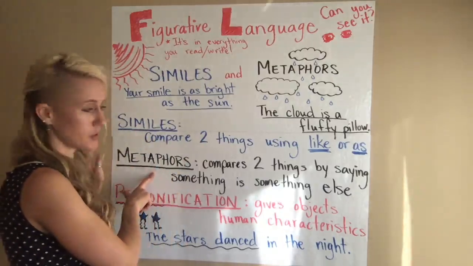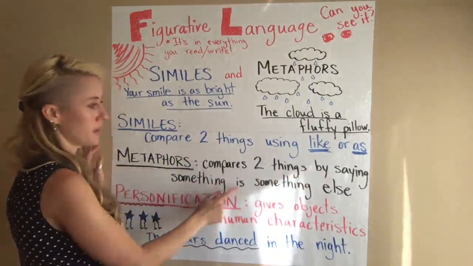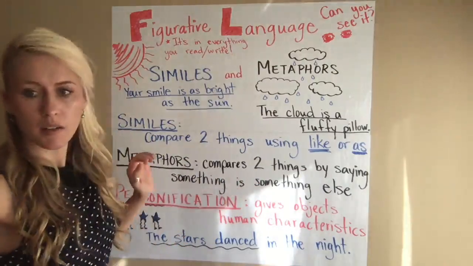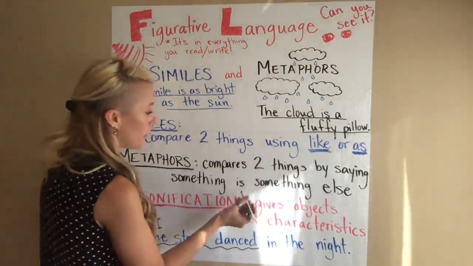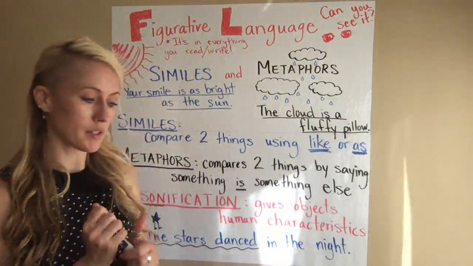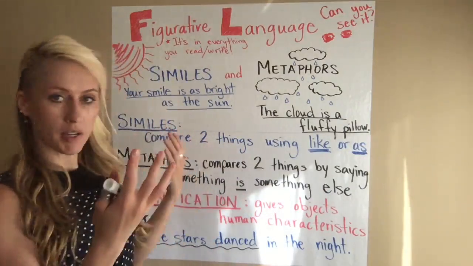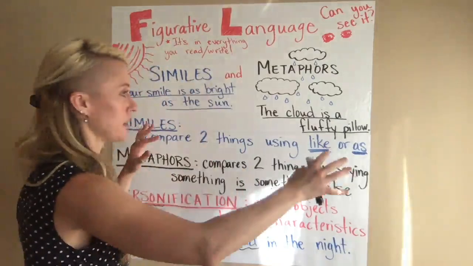Metaphor compares two things by saying something is, let's underline that, okay? Something is something else. Oftentimes, this is what I like to remember, okay? When I see a sentence and I know it's doing some kind of comparison, it has a noun and then it has an is and then it has another noun.